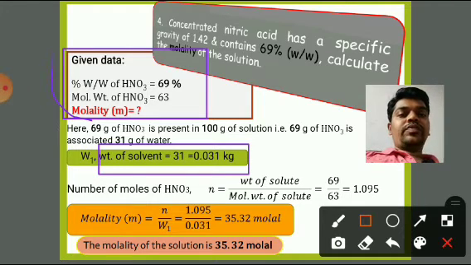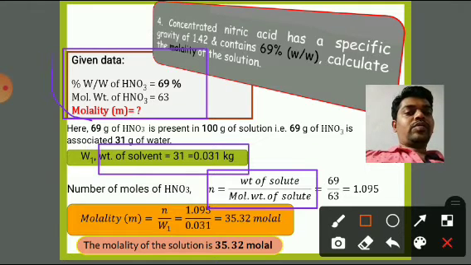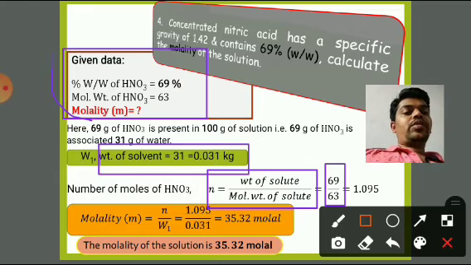So the number of moles of HNO3 is given by the formula n equal to the weight of the solute divided by the molecular weight of the solute. Here the weight of the solute is 69 and the molecular weight is 63. If you calculate the ratio, we get 1.09695. That much number of moles of HNO3 is present in the 69% weight by weight solution.